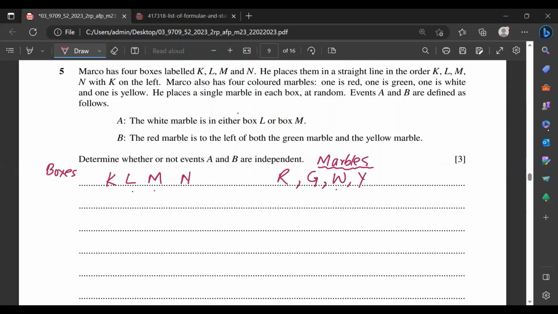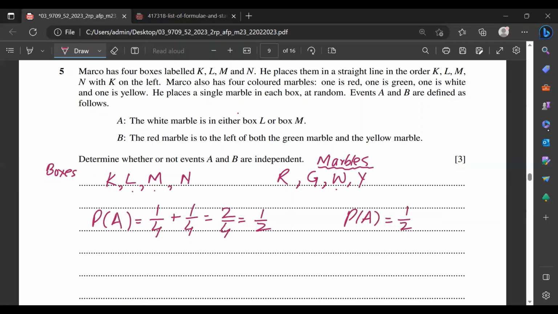So there are 4 boxes. The probability of A: if it is in L, the probability is 1 over 4. If it is in M, the probability is 1 over 4. So the answer is 2 over 4, which is equal to 1 over 2. There are 4 boxes K, L, M, N. What's the probability that the marble is in L? It is 1 over 4, and in M it is 1 over 4 again. So the probability of A is 1 over 2.